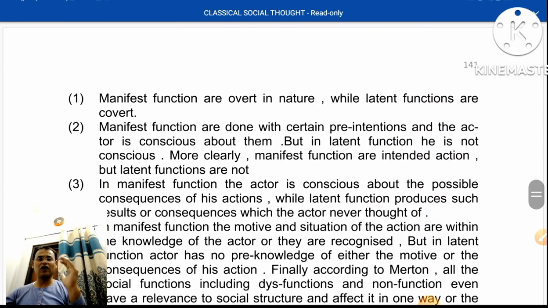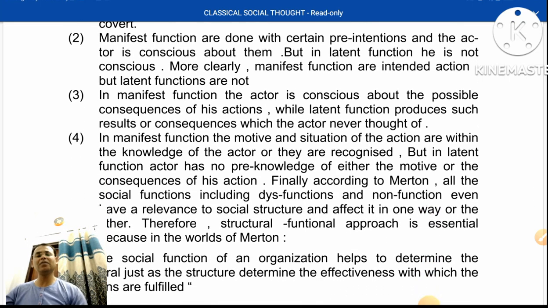Manifest functions are overt in nature, while latent functions are covert. Manifest functions are done with certain pre-intention, and it is very clear. Latent function is not very clear. In a manifest function, the actor is conscious about the possible consequences of his action. In manifest function, the motive and situation of the action are within the knowledge of the actor.